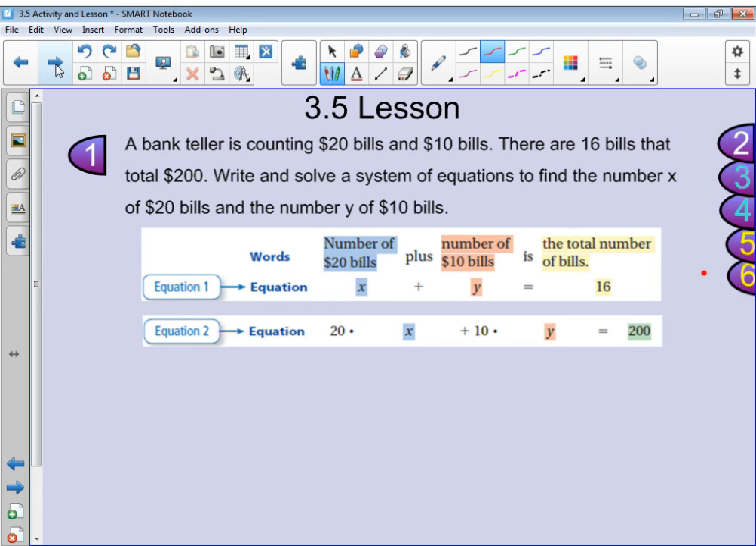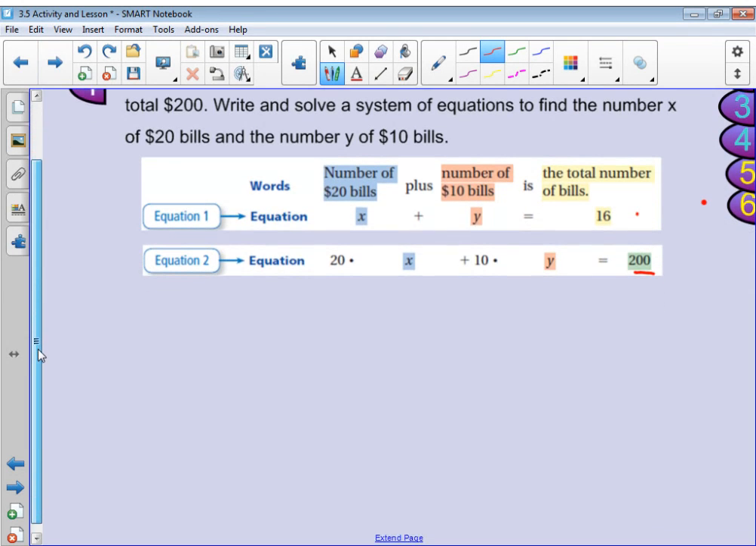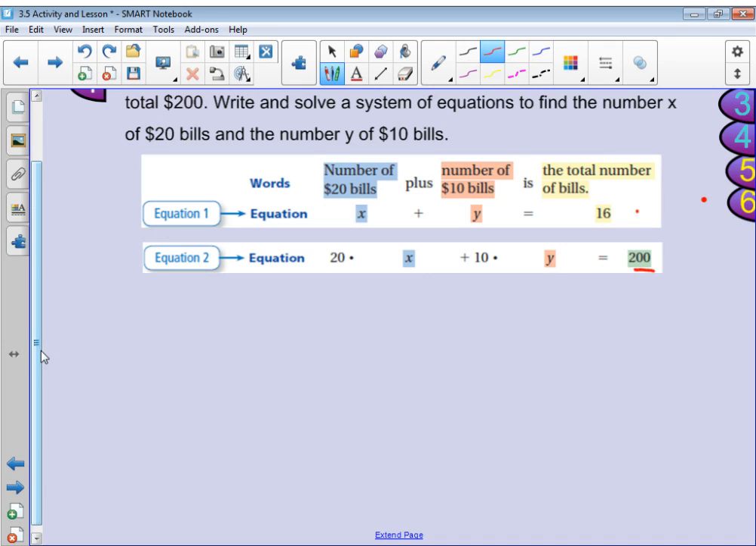So they've gone ahead and set up our equation. So our initial equation, we've got our X is going to represent our $20 bills, plus our Y is going to represent our $10 bills, and we know that there are 16 bills total. Okay, we also know that the X's are worth $20, so 20 times X, and the Y's are worth $10, and we know that together they equal $200. So we're going to go ahead and write up these equations. Just in the way that you're used to seeing them, this first equation up here would look like this: X plus Y equals 16.